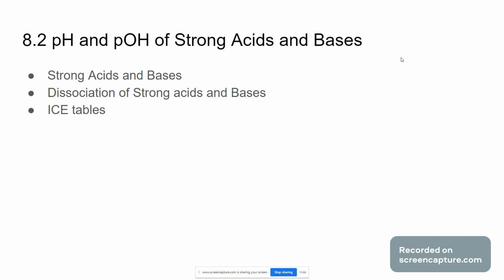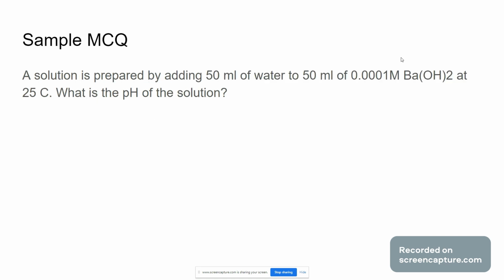Strong acids and bases are assumed to dissociate 100%, so the K value will be very, very large. Because of this, the initial concentration of the acid or base will be equivalent to the stoichiometric amount of H3O plus or OH minus in the system after the reaction is finished.